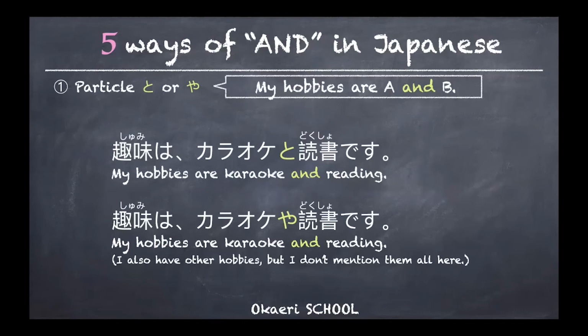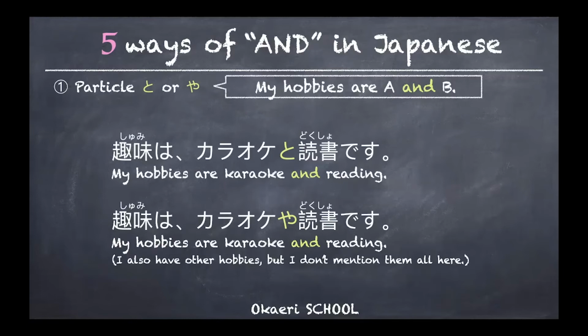So number one, particle と or や. The simplest one, for example, my hobbies are A and B. My hobbies are karaoke and reading. It will be 趣味はカラオケと読書です。You could also say 趣味はカラオケや読書です。In English, it will be the same translation: my hobbies are karaoke and reading.